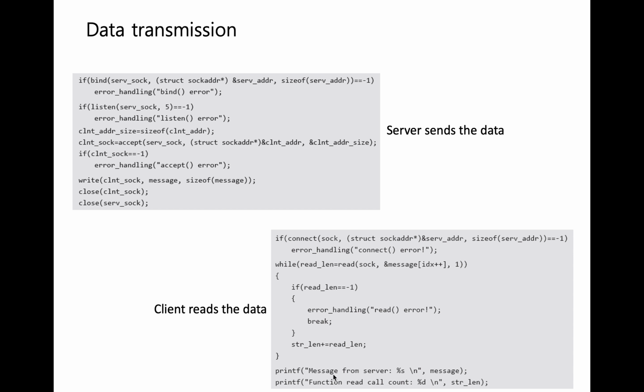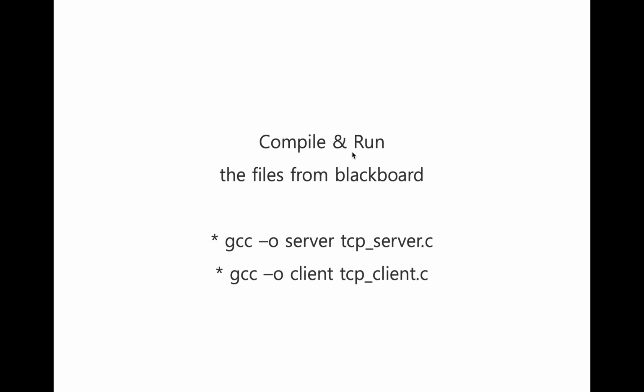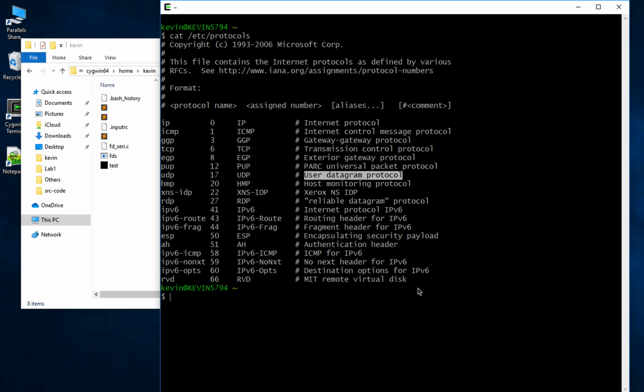and we will be seeing this message from server is the string that is our buffer, and then we will have this output function called count is this many times. That's actually the length of the string that was received from the server. That must match with the content of the message. I believe that must be somewhere above. Let's go ahead and compile and run that file, and then see the output ourselves.